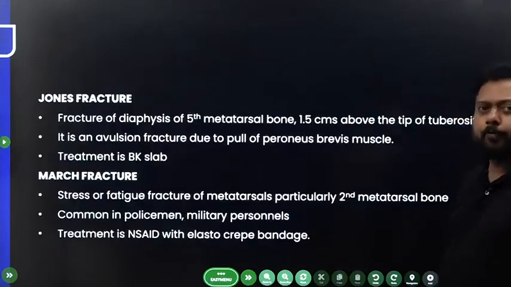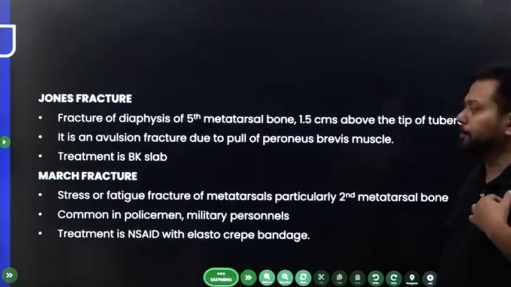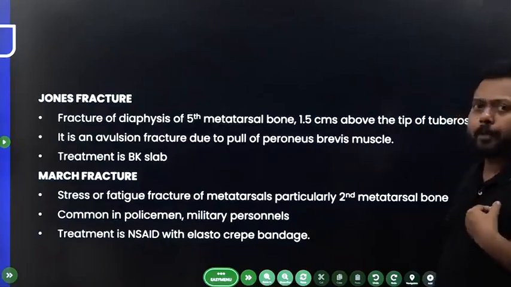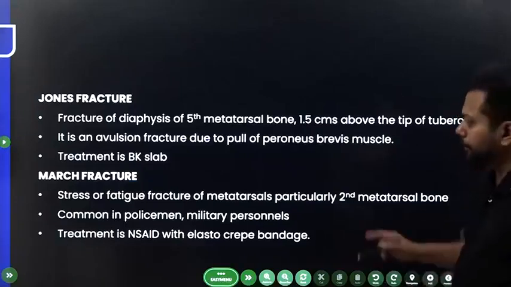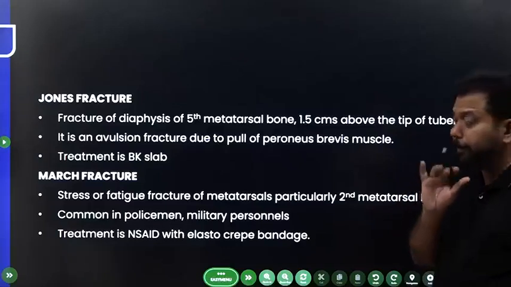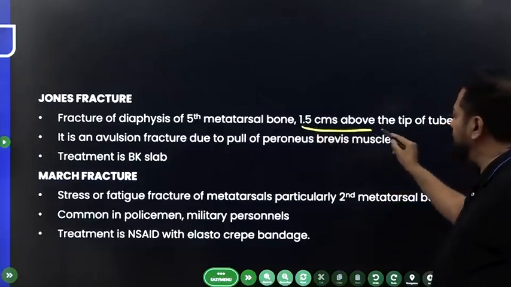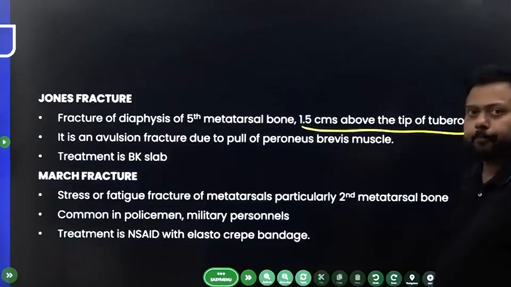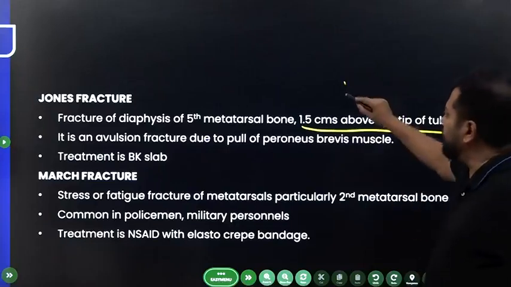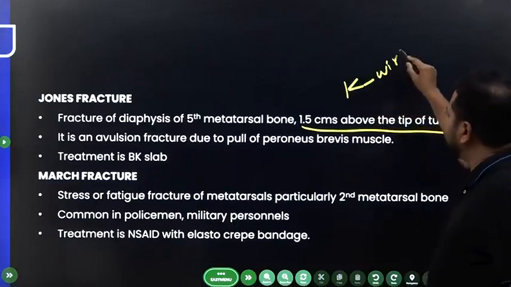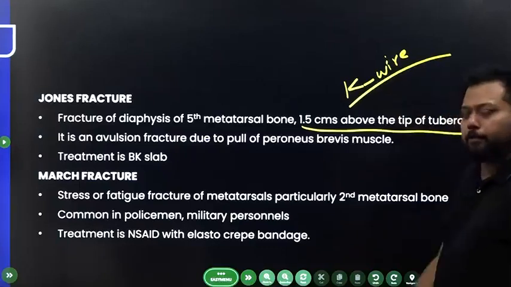Important fractures, only two fractures. One is called Jones fracture and one is called March fracture. What do you mean by Jones fracture? Fracture of the diaphysis of the fifth metatarsal. Look at the point. It is a fracture of the diaphysis of the fifth metatarsal, 1.5 centimeter below the tip of the tuberosity. It is an avulsion fracture due to pull of the peroneus brevis muscle. Jones fracture treatment is BK slab, but many times if it's totally displaced, it needs K-wire fixation.